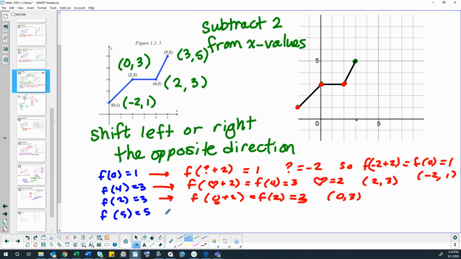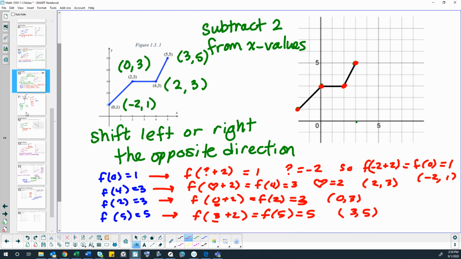And then lastly, f of 5, so we need the value of f, sorry, my f looks funky, f of something plus 2, which is f of 5, and f of 5, of course, gives us a value of 5. So what number did we put in here? We put a 3. So that gives us the point 3 for our x value, 5 for that y value. So by putting that 2 inside that function, it means we have to adjust the x values the opposite direction for the function rule to be correct. So that is why our graph will move the opposite direction in this case to the left.